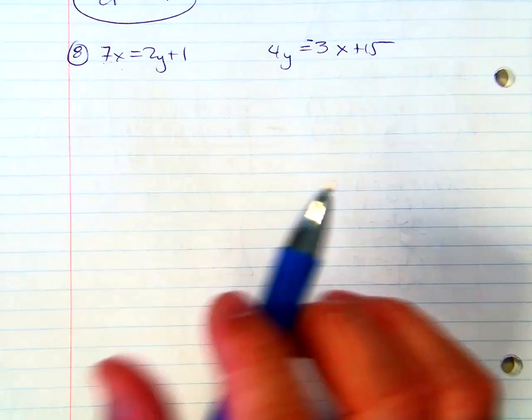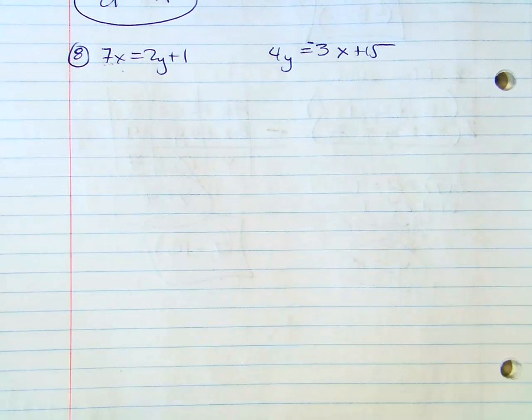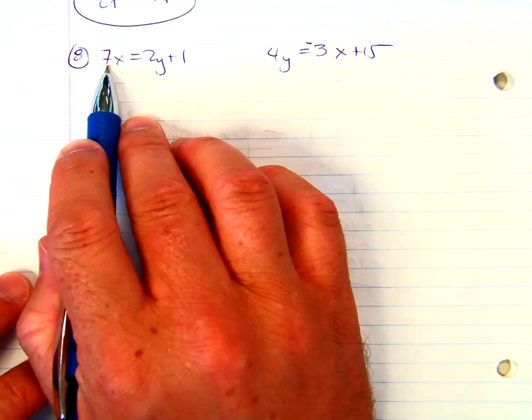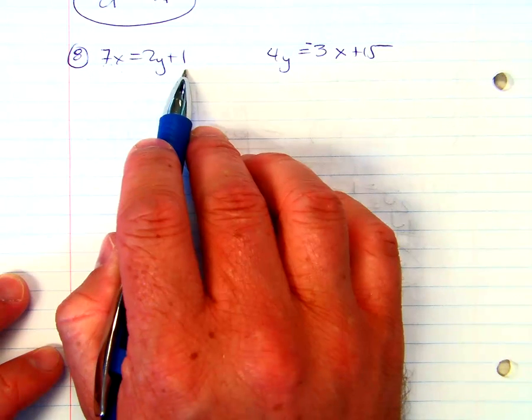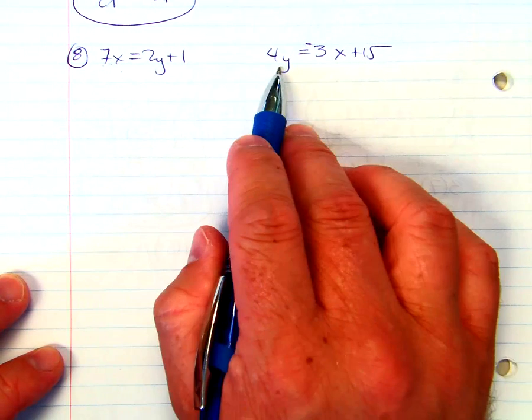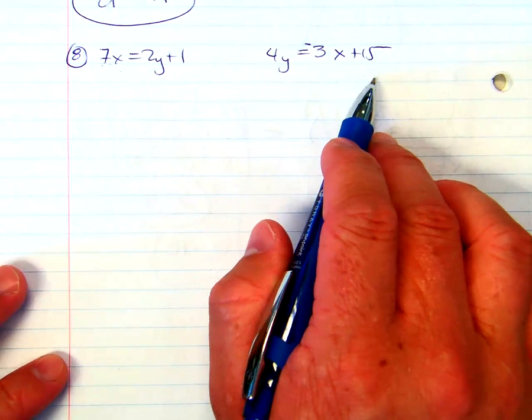Realistically, what I usually suggest is not just what's the quickest, but if you know you're going to have to deal with fractions, choose the fractions that are the easiest to work with. What that would mean is if I divide by 7 here, I'm going to have denominators of 7, 2 sevenths and 1 seventh. If I divided by 4 here, I've got denominators of 4, 3 fourths, and 15 fourths. Or I could solve for y.